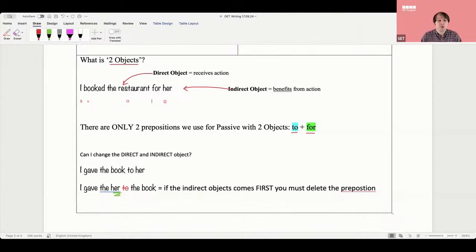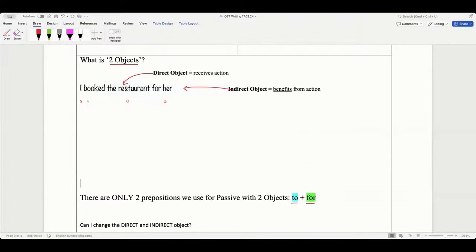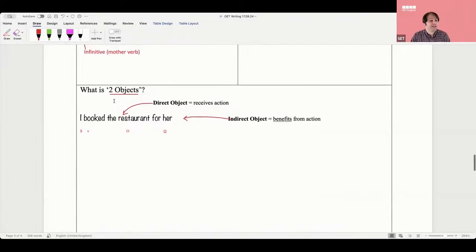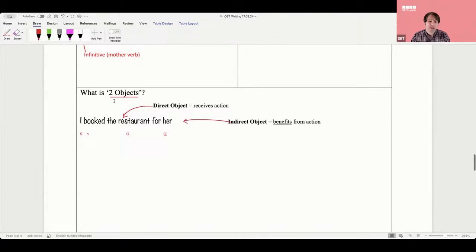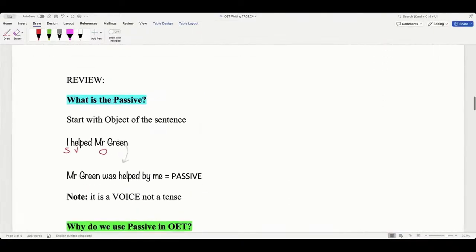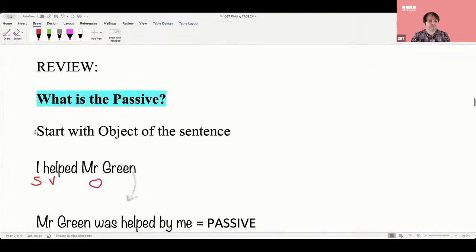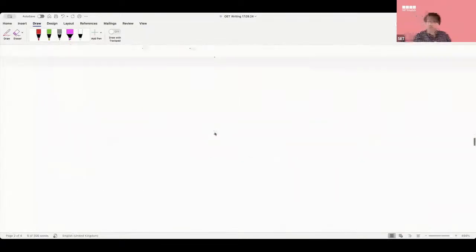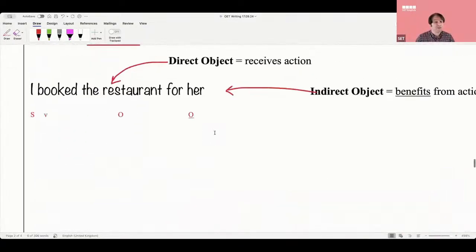Okay, brilliant. So is this active or passive? I booked the restaurant for her. Active. Are we studying active voice today? No, right? So we need to study passive voice. So here's the problem. What is passive? So we start the sentence with objects. Okay. So we have a big problem now. What is the problem, Mustafa?